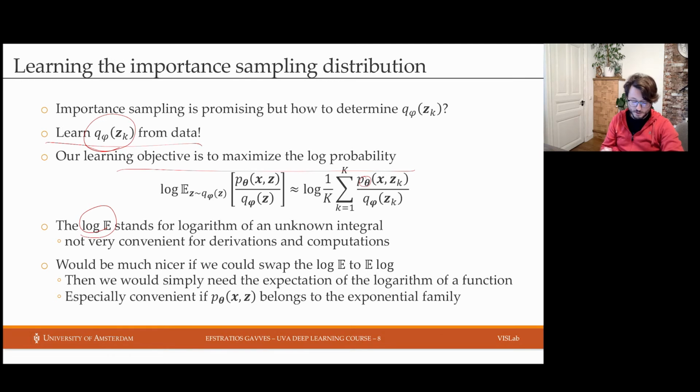It would be much nicer if we could swap the logarithm with the expectation, such that instead of the logarithm of the expectation, we have the expectation of the logarithm. And that would be very nice, because, for instance, if our joint likelihood belonged to the exponential family, the logarithm and the exponential would cancel each other out and we would have much faster and perhaps more efficient computations.